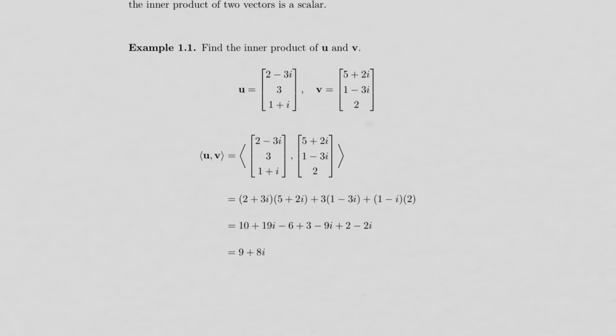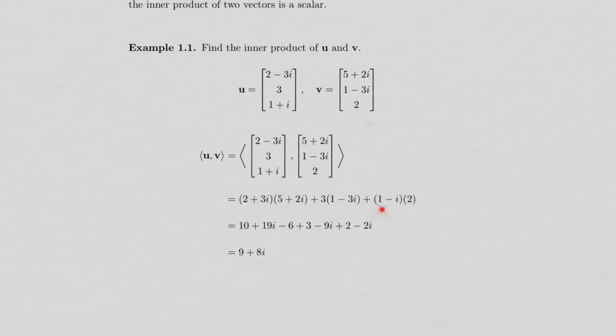Here's a simple little example. I've got two vectors u and v here in C3, and you can see that the entries in each vector are complex. If I want to compute the inner product of u and v, I first take the conjugate of each entry in u and then multiply those entries by the corresponding entries in v. So I'll get the conjugate of 2 minus 3i, which is 2 plus 3i, multiplied by 5 plus 2i, and then the conjugate of 3, well, 3 is real, so it is its own conjugate, times 1 minus 3i, and the conjugate of 1 plus i, which is 1 minus i, times 2.